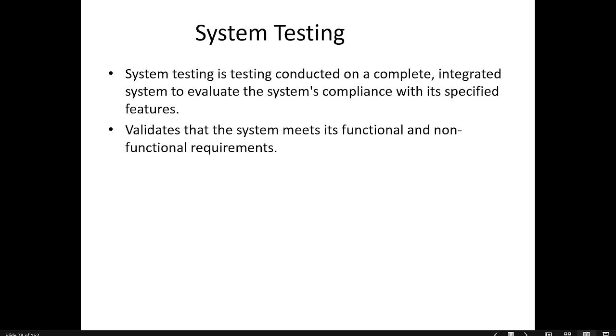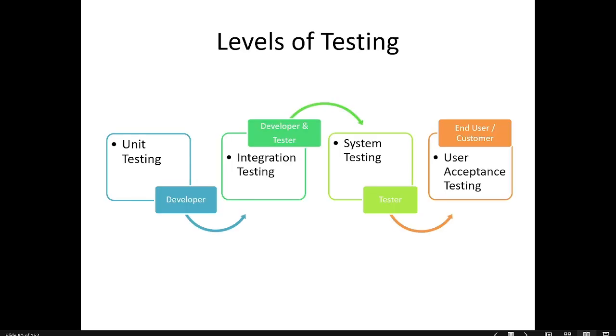For system testing, it is good enough to know that it is a testing done to validate the system meets its functional and non-functional requirement. So obviously this is done by testers and we don't need developers here in system testing. Let's move ahead. System testing is always done by tester. Now, the next and the last level in the levels of testing is UAT or user acceptance testing. End users and customers are involved.